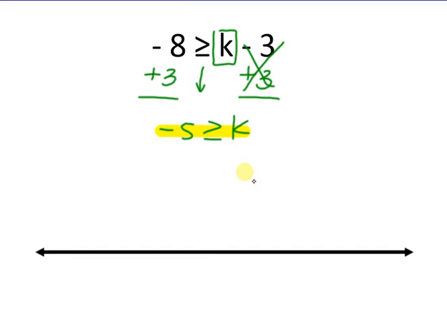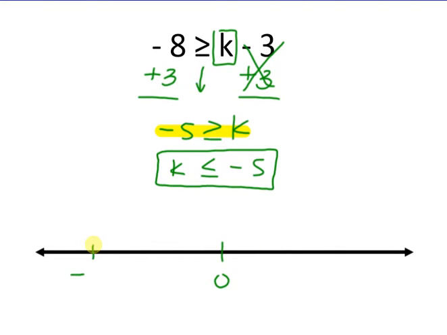That is not acceptable. We need to flip it because the variable always needs to be on the left. So this should be k, this should be negative 5, and because I flipped those, I also need to flip the sign. So that's my final answer. And then let's go ahead and graph. This right here is going to tell me a closed circle on top of the negative 5. And then my arrow is going to go to the left. Just like that.